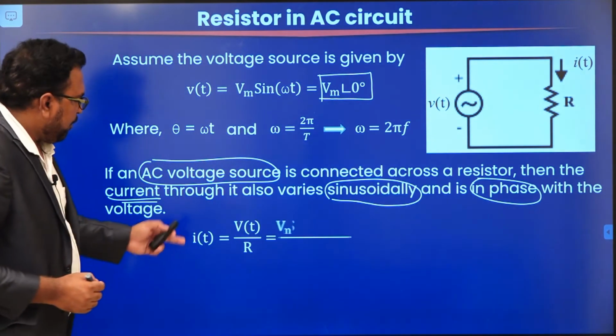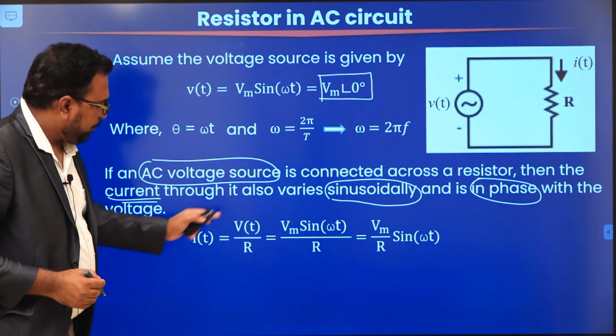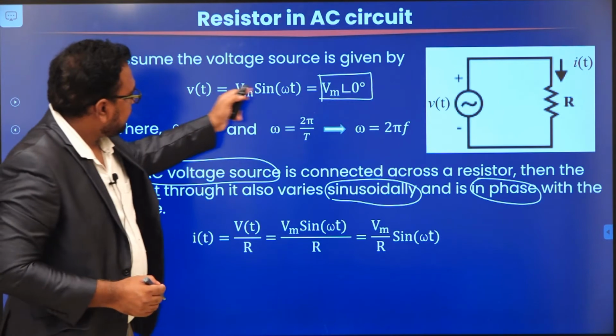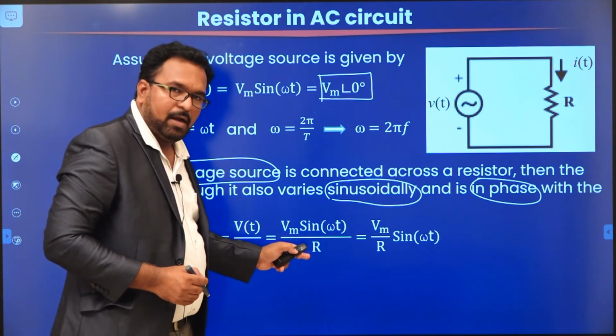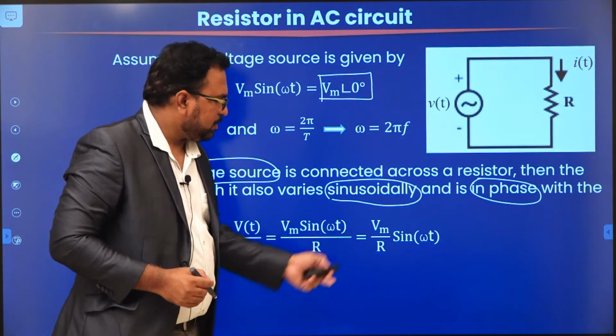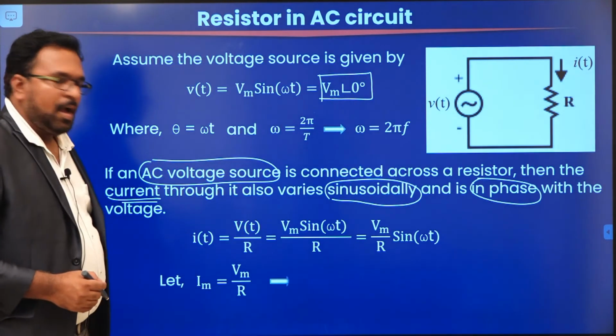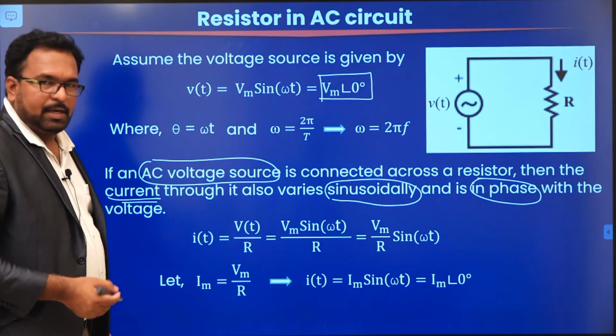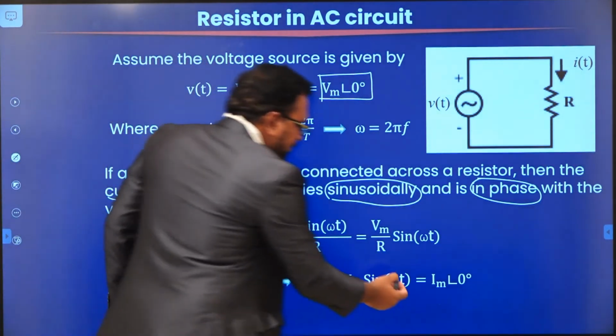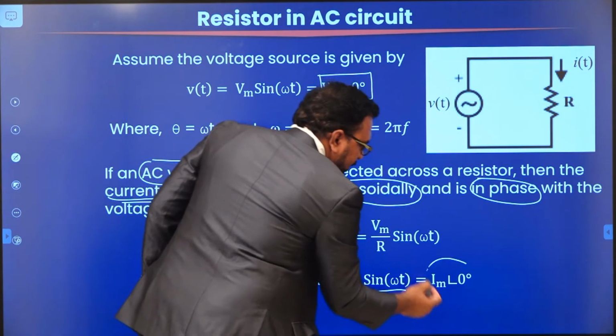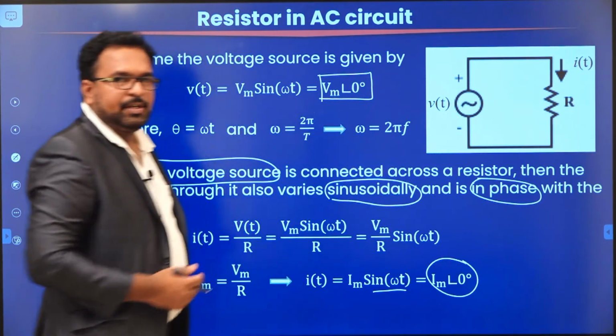So how will you calculate i(t) here? i(t) is v(t) by R. v(t) is given as Vm sin omega t divided by R, and we have represented this as Im sin omega t. Now in phasor notation, since it is sin omega t only, Im will be at an angle of 0 degrees.